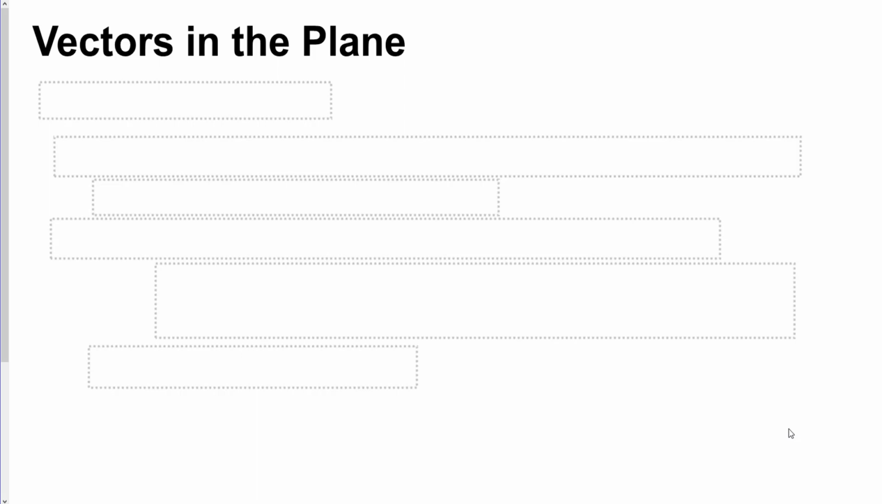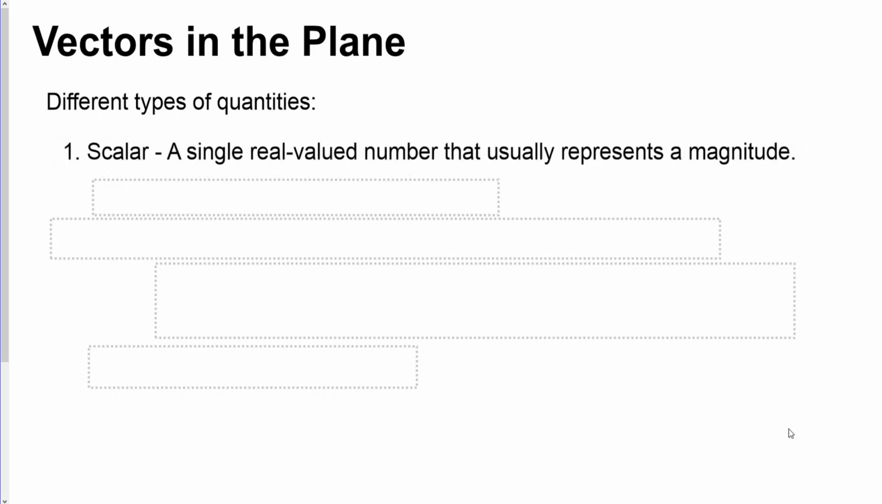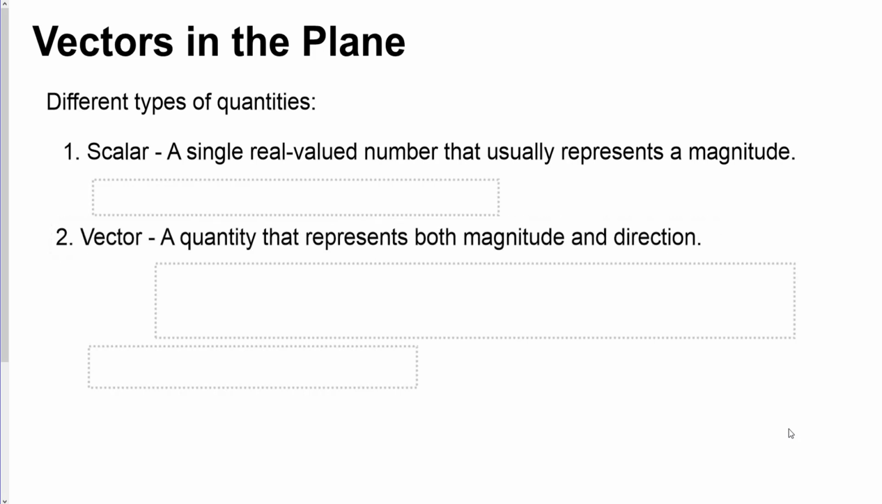This lesson is all about vectors in the plane. So it's accepted that there are simply different types of quantities that we're going to run into either in nature, in a physics class, or a chemistry class. Any type of class we run into, there are different types of quantities. The types that we're going to look at are scalar quantities versus vector quantities.